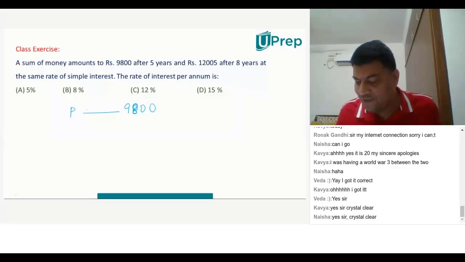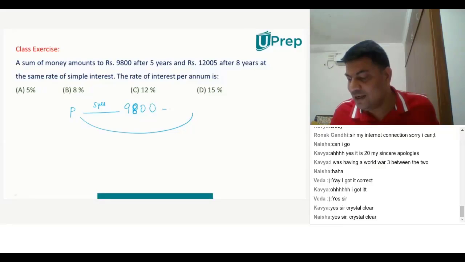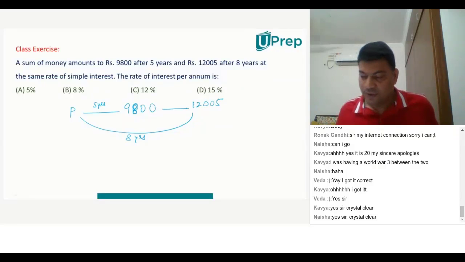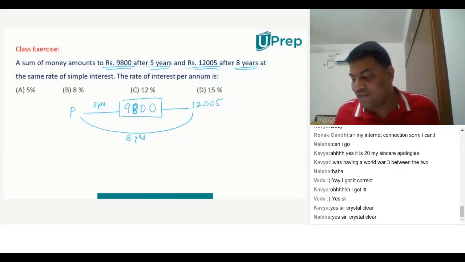Okay. So it is taking 5 years to become 9,800, and after 8 years, that means in 8 years, it's going to become 12,005. The sum of money amounts to 9,800 after 5 years and to rupees 12,005 after 8 years. After 5 years, it is becoming 9,800. After 8 years, it is becoming 12,005.